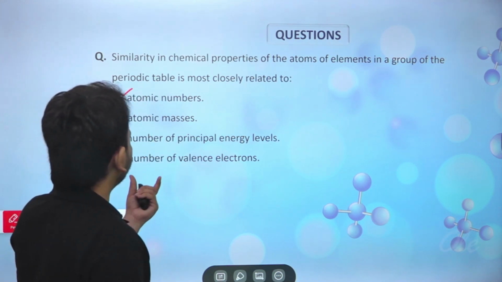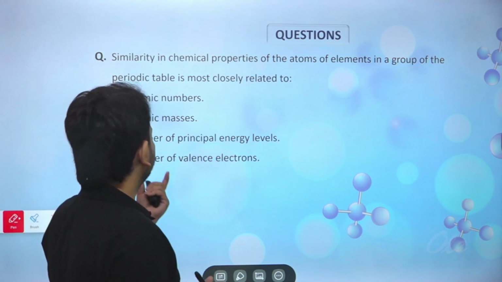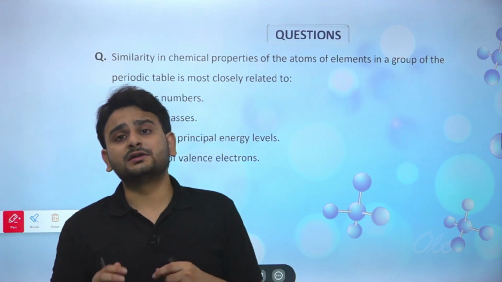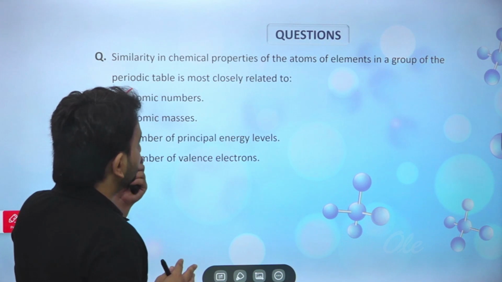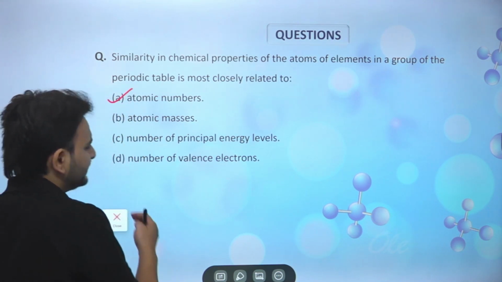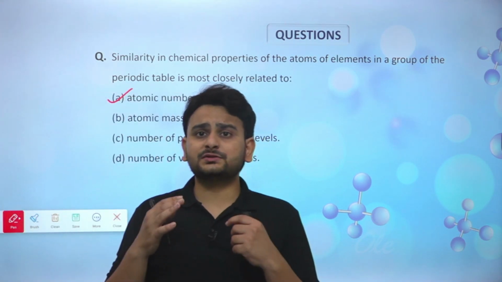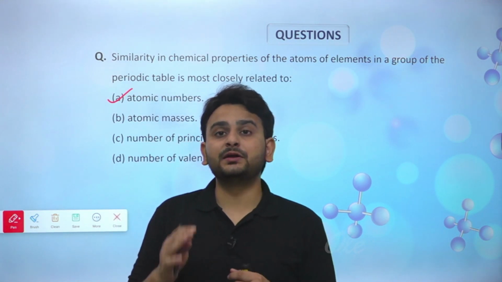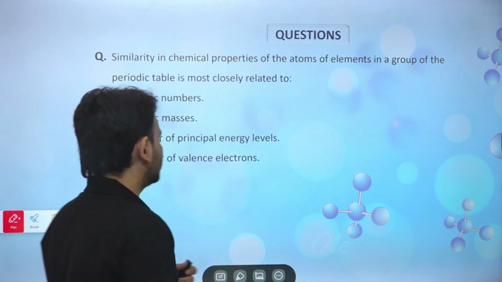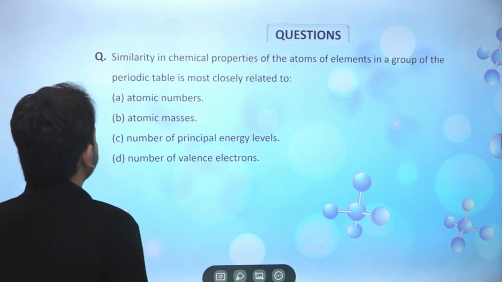Don't get confused with the number of valence electrons. Number of valence electrons does not define the group. It's the atomic numbers. The atomic numbers is what the modern periodic table is based on. I hope you've understood this, guys. Option A is the right answer. I'll move on.